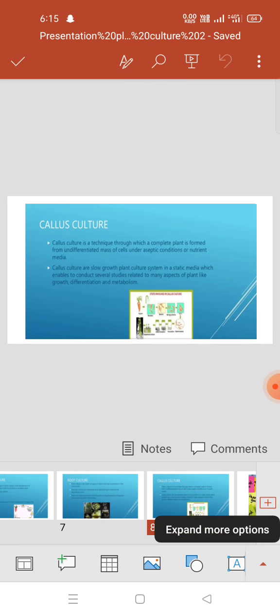Next culture is callus culture. Callus culture is a technique through which a complete plant is formed from an undifferentiated mass of cells under aseptic conditions on nutrient media. Callus cultures are slow growth plant culture systems in static media which enable us to conduct several studies related to many aspects of plants like growth, differentiation and metabolism.